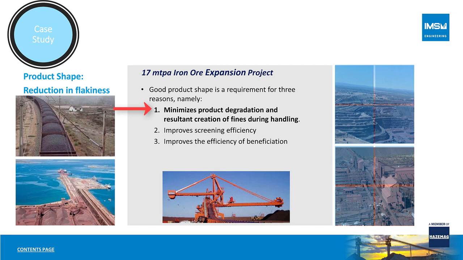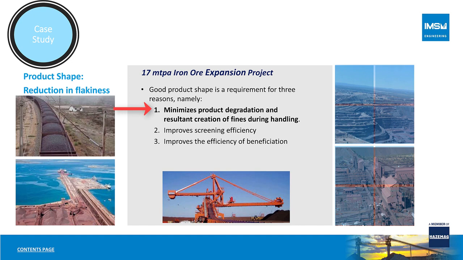It's obvious that if you have a flaky product, it degrades during material handling, and most iron ore producers are far away from their customers, so there's multiple handling through stacker reclaimers, trains, ships, loading, offloading, giving the opportunity for flaky product to degrade into a fine product, which then ultimately the customer would be paid a lower price compared to the premium -25 +8 product.